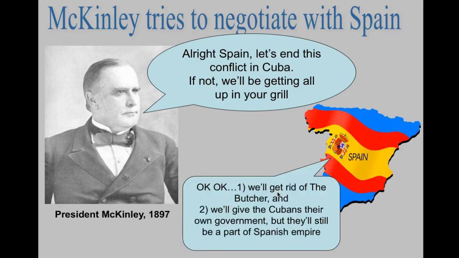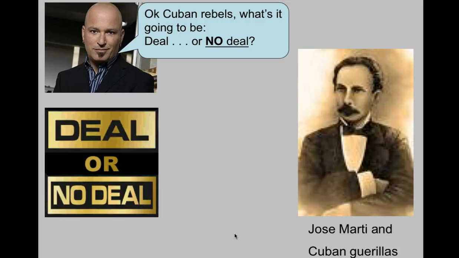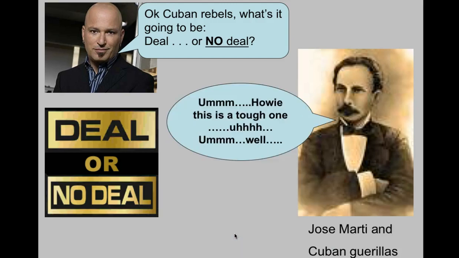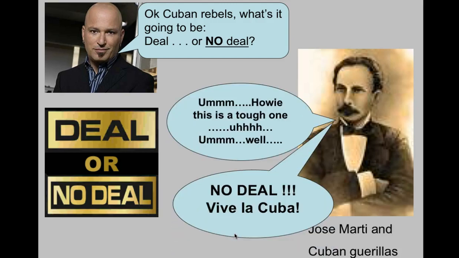1897. And Spain's like, okay, we don't want to make America mad, so we'll get rid of the Butcher, General Weyler. We'll send him back over to Spain, and then we'll give the Cubans their own government. How about that? They'll still be part of the Spanish Empire, but we'll give them some more control. Is that okay? Ooh, what do you think? What's it gonna be, Jose? Deal or no deal? No deal. Viva la Cuba!